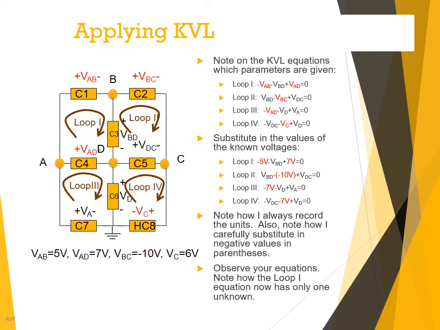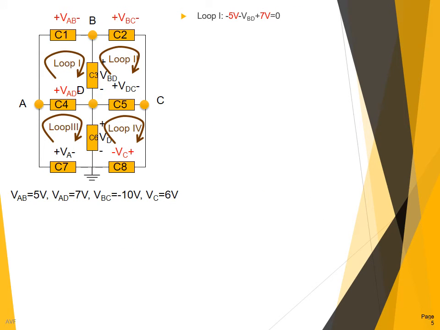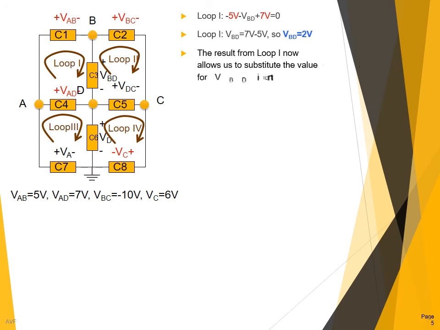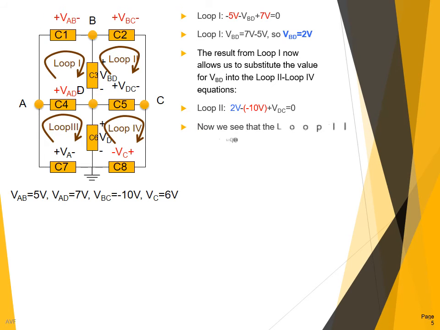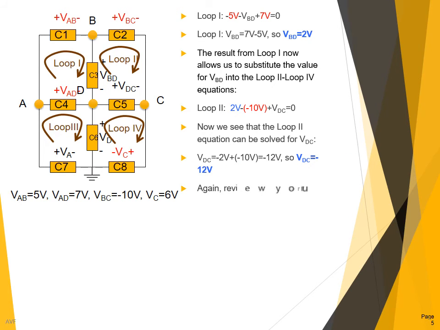Now, again, look at your equations and try to find the equation that gives you the most direct solution. So loop 1, you know 2 of the voltages in the equation, and you need to calculate the third. So obviously you'll start from loop 1 and calculate VBD is equal to 2 volts. And then you substitute VBD into whatever other equation it is found in. It is only found in loop 2 at this point. So loop 2 now has 2 volts plus 10 volts plus VDC is equal to 0. So it's easy to solve for VDC. VDC is equal to minus 12 volts.